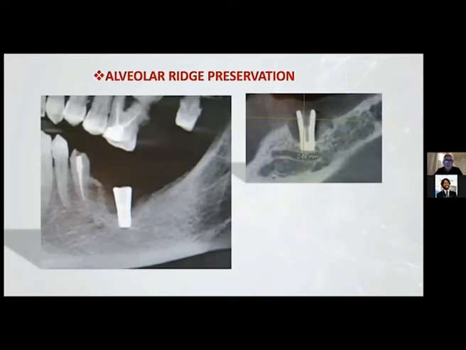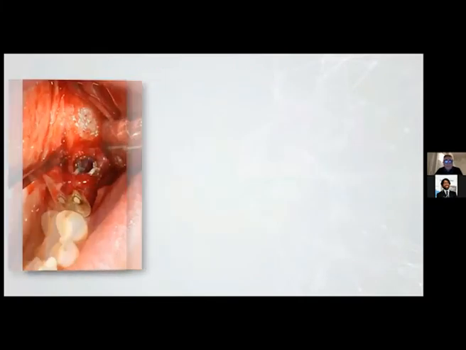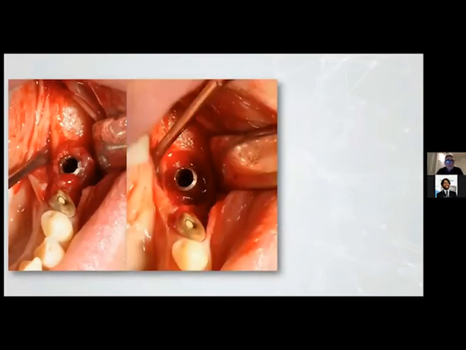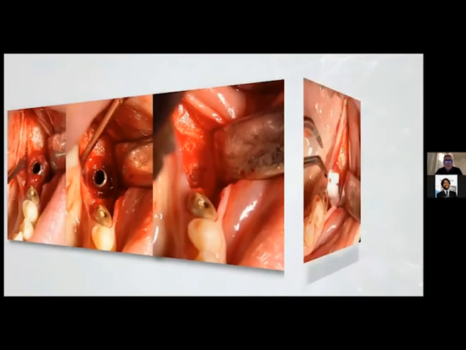We have an implant failure. We lose a lot of material around this implant, and this implant is very near to the alveolar nerve and the alveolar canal. This is the image with soft tissue surrounding the implant. We remove the soft tissue, we remove the implant, and we have a communication with the alveolar canal.